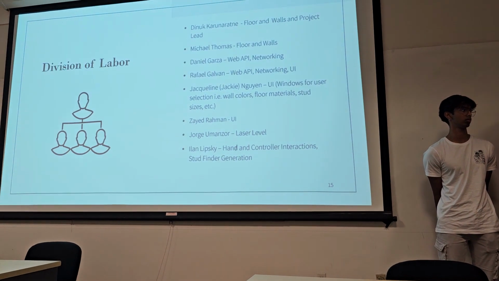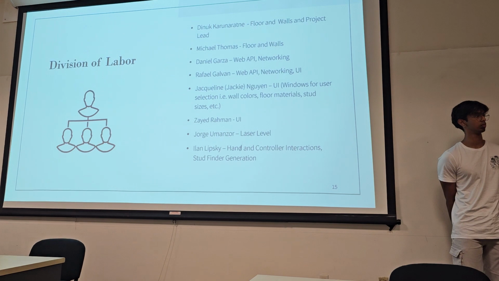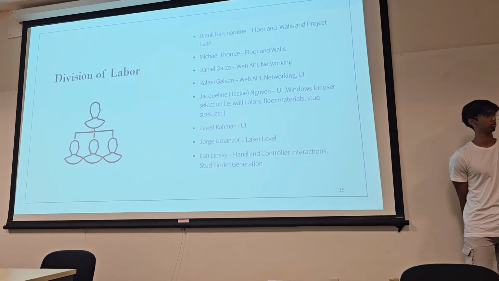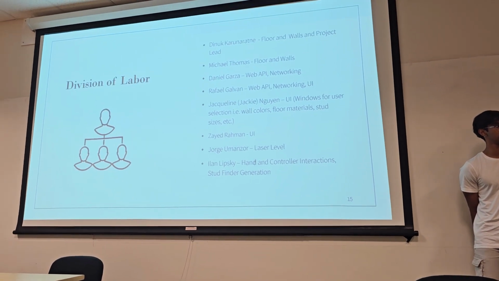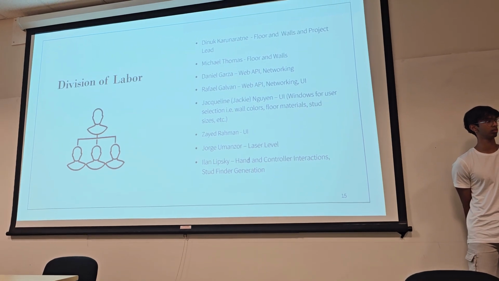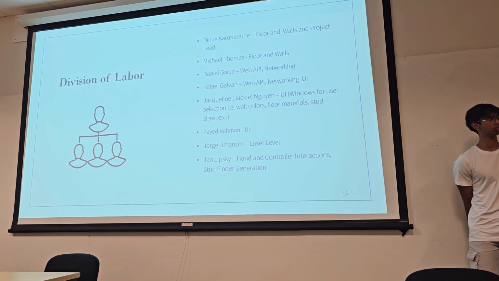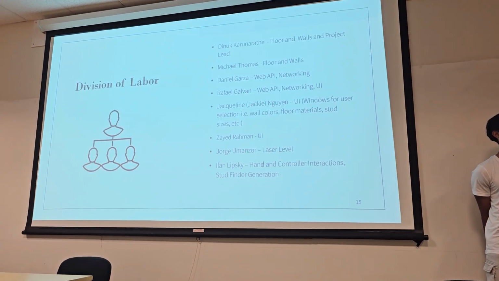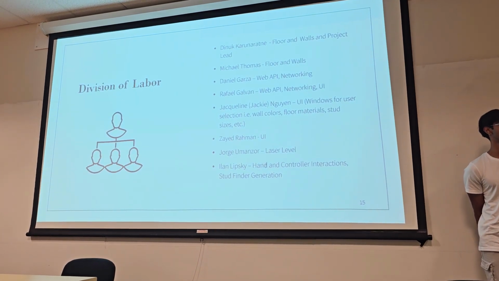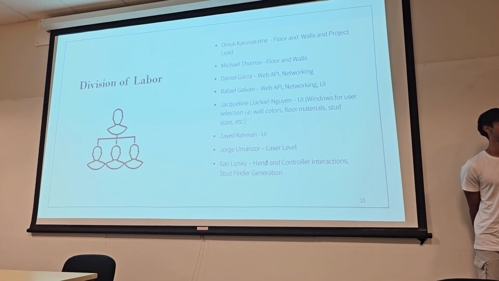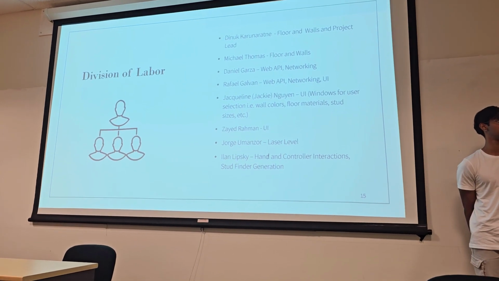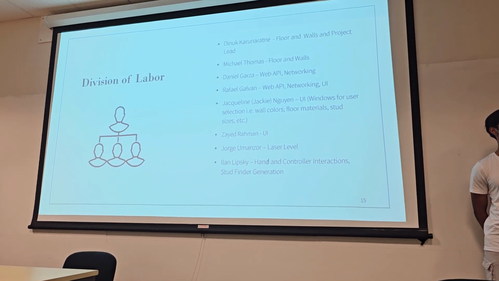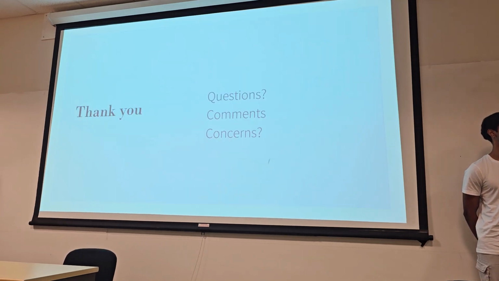And I'll be working on the laser level, which is just going to align everything, make sure you have everything set. And then Elon will be working on hand and controller interactions and stud finder generation. We're really looking at getting hand interactions, because we feel like it'd be a lot smoother to work with that instead of having to use a controller. And with the stud finder generation, like has been previously mentioned, we'll be finding 1 or 2 studs, and then it will generate across the wall. And with the laser level, you'll be able to mount stuff a lot easier and know where you could position some of the things on the wall.